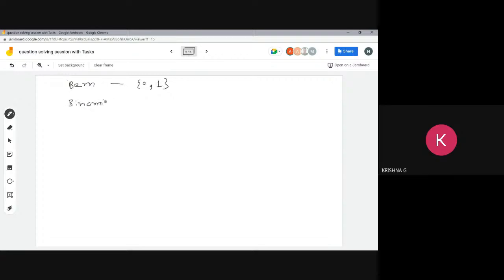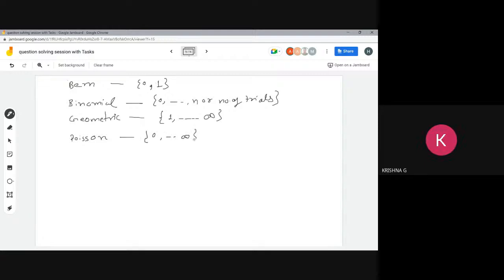Binomial is 0 to the number of trials, n. Geometric is 1 to infinity, because it might take infinite attempts to get the first success. And Poisson is 0 to infinity. So in summary, except geometric, everything starts with zero, at least for these four.